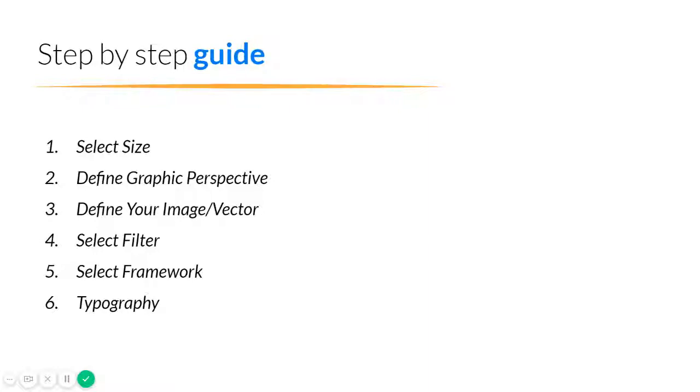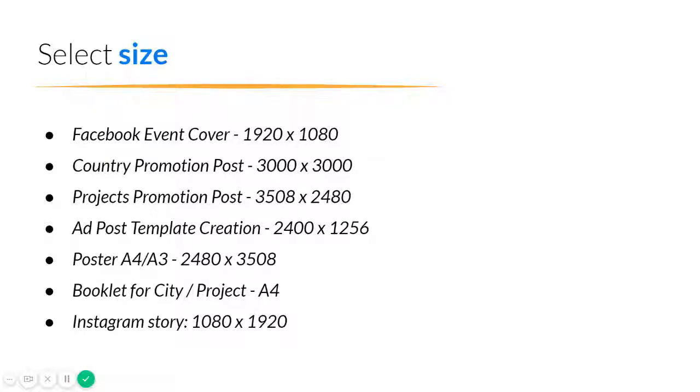Now I'll tell you a step-by-step guide on how you can make a design. So these are the few steps. First, you need to select the size, define the graphic perspective, define your image or vector, then select the filter, select the framework, and then finally put in the typography. Now I'll explain step by step. First is select the size. These are the few sizes.